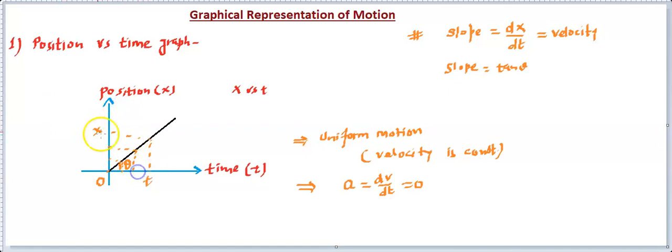Like here, at any time you can read from the graph what the position is, and then by measuring the slope you can find what the velocity is, and once you know the velocity you can claim what the acceleration is. So here acceleration is 0, velocity is constant, and position is increasing over time. That's what we can claim.